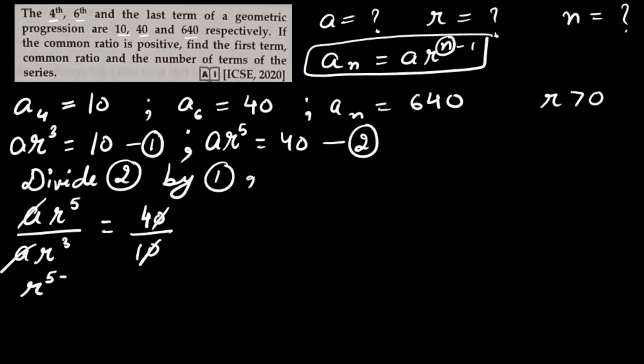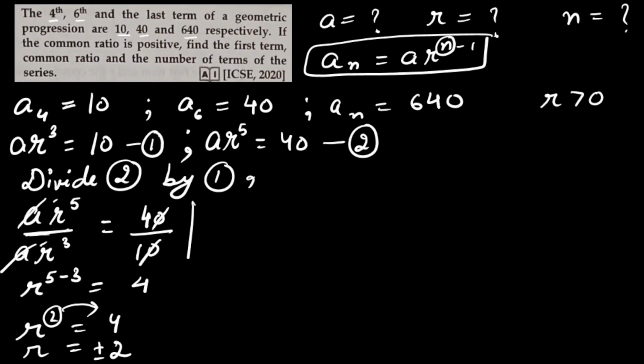So, applying the quotient law of exponents: if bases are the same and they are getting divided, powers will get subtracted. Here also the base is r, and they are getting divided, so we can subtract the powers. So r to the power 5 minus 3, that is r squared, equals 4. If the 2 I shift to the other side, I'll get the value of r as the square root of 4. The square root of 4 is plus minus 2.